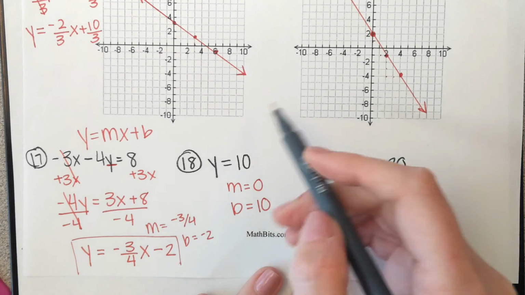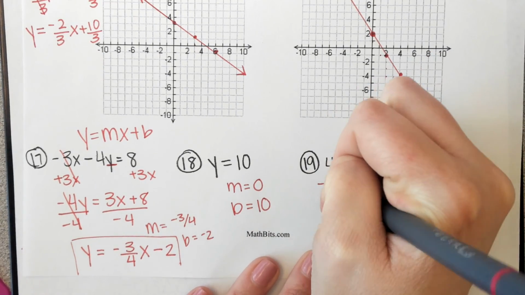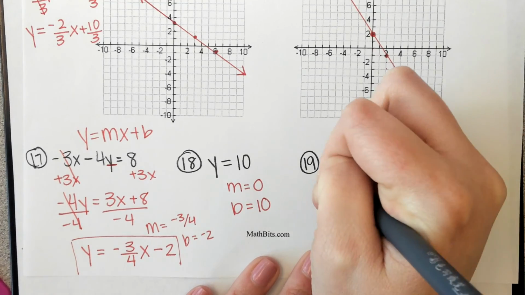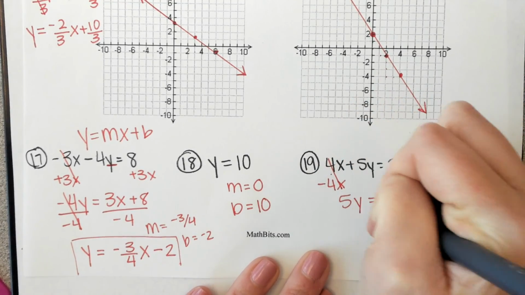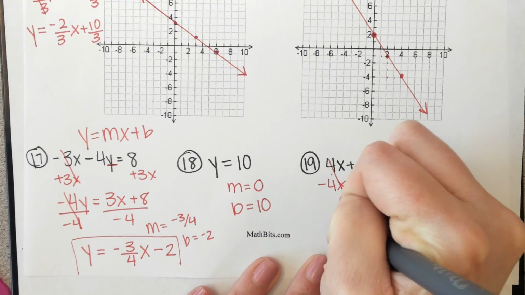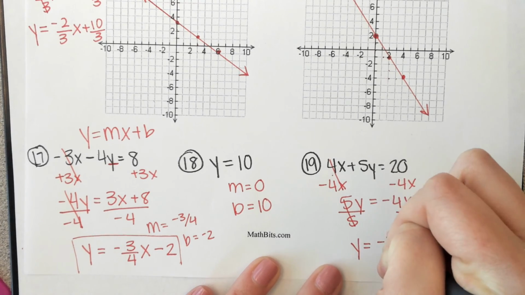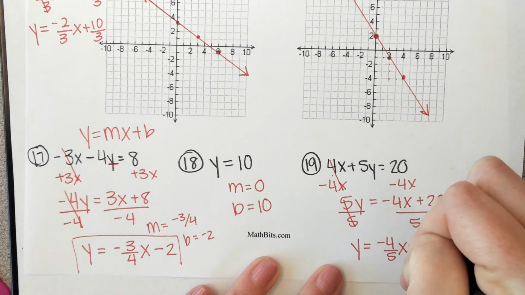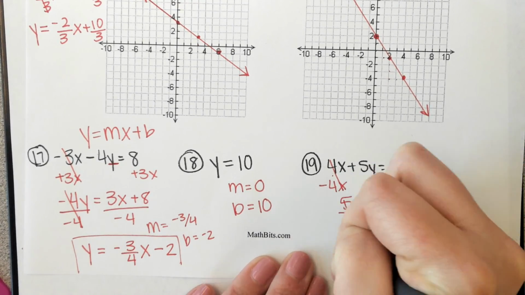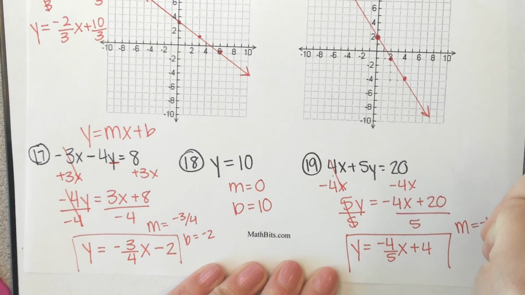All right, now number 19, we're going to follow the exact same steps that we did here in number 17. We're going to get rid of this thing with x, so it's positive, so we subtract. We have 5y equals negative 4x plus 20. Divide everything by 5. We get y equals negative 4/5 x plus 4, where your m is negative 4/5 and your b is 4.